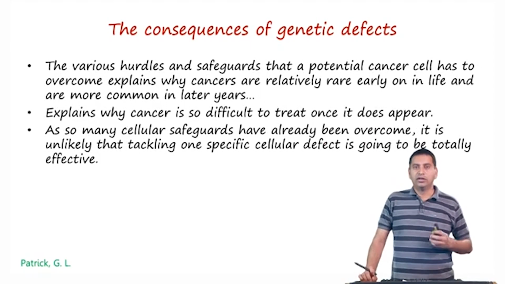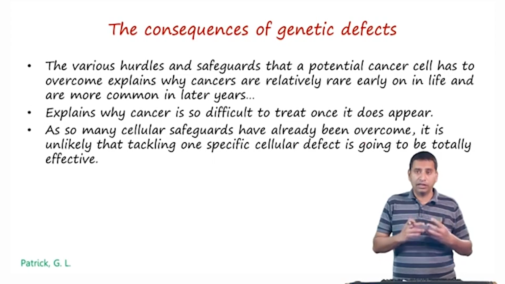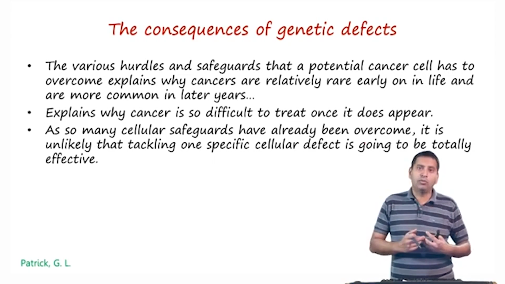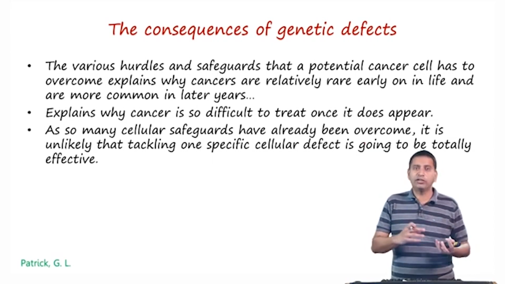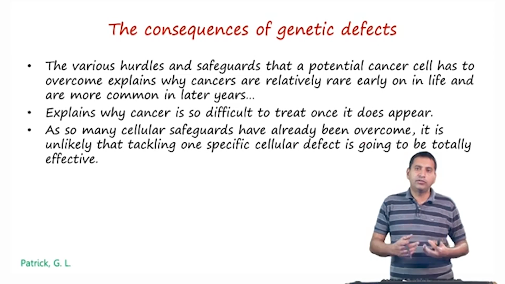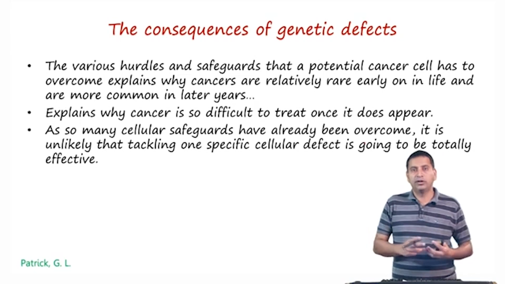So, the various hurdles and safeguards that a potential cancer cell has to overcome explains why cancers are relatively rare in early life, okay. And so, it becomes more common as we get older. It also explains why it is so difficult to treat once it appears. So, as there are so many cellular safeguards that have already been overcome, it is unlikely that tackling one specific cellular defect is going to be effective.